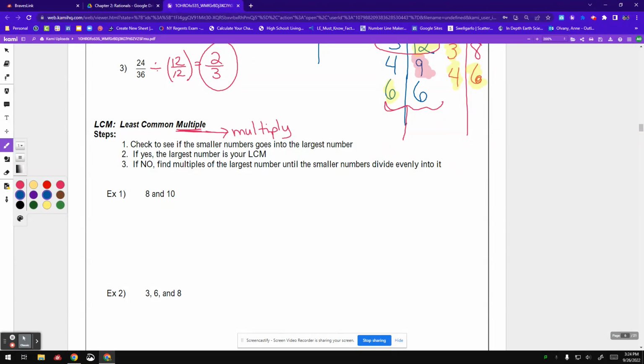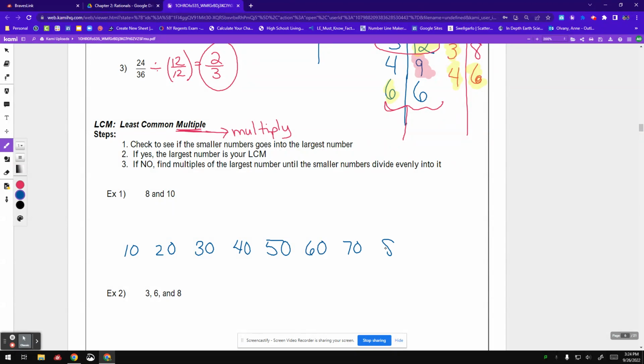So for example, let's start with 10. 10 times 1 is 10. 10 times 2 is 20. 10 times 3 is 30. You go right in a row. 10 times 4, 10 times 5, 10 times 6, 10 times 7.